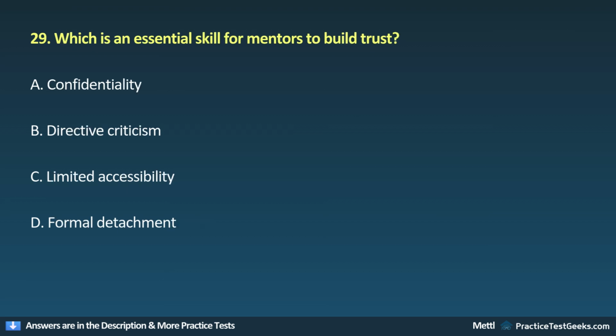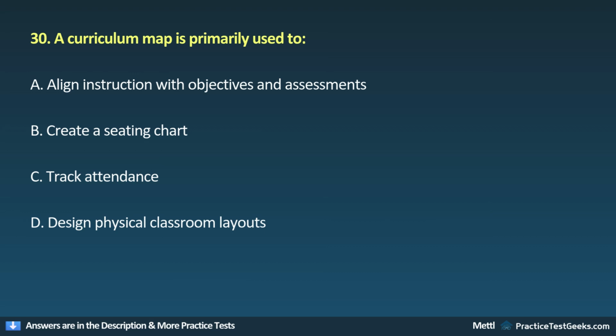29. Which is an essential skill for mentors to build trust? A. Confidentiality. B. Directive criticism. C. Limited accessibility. D. Formal detachment. 30. A curriculum map is primarily used to A. Align instruction with objectives and assessments. B. Create a seating chart. C. Track attendance. D. Design physical classroom layouts.